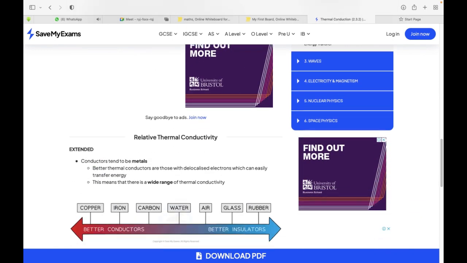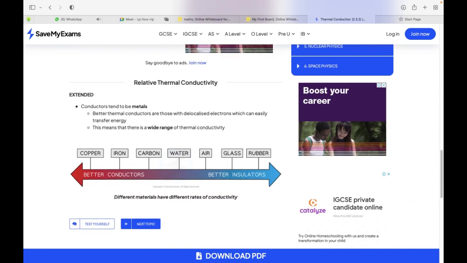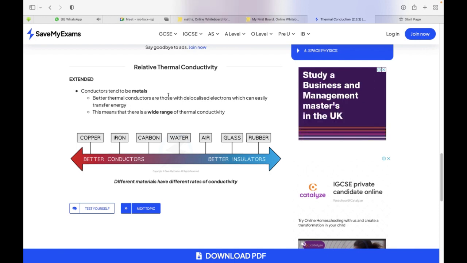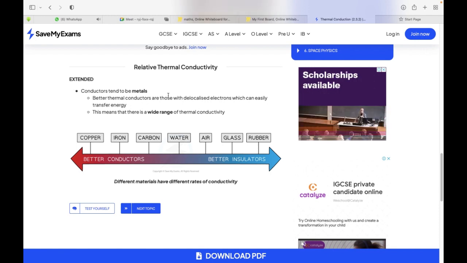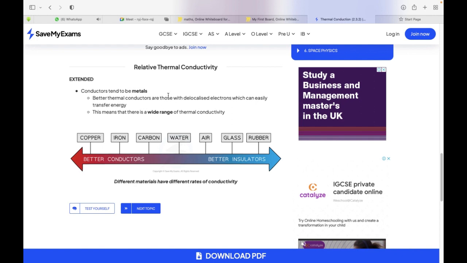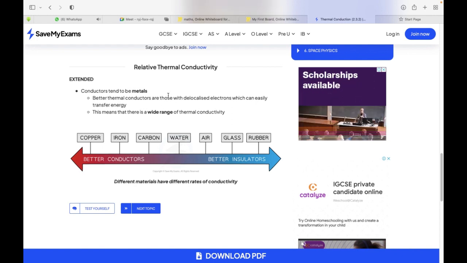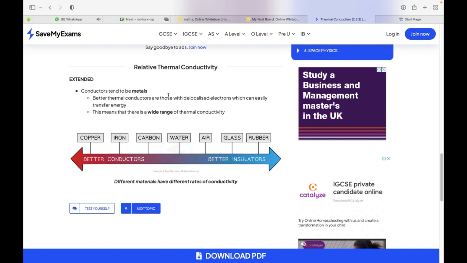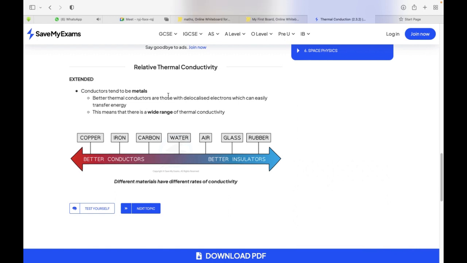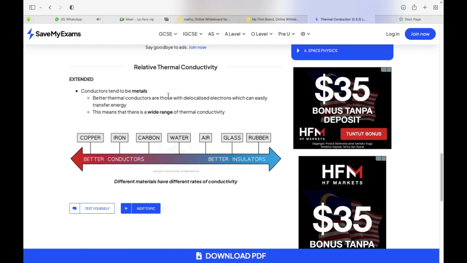We've seen this part. Let's go to relative thermal conductivity. Let's take a look at some materials and see how well they conduct. For the extended syllabus, we say conductors tend to be metals. Metals are very good conductors. Why is this so? Because the better thermal conductors are those with delocalized electrons, which can easily transfer the energy. That's why metals are good conductors.